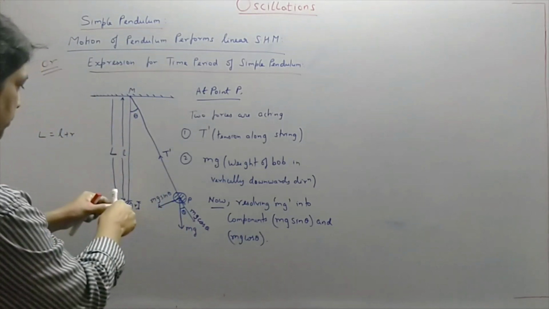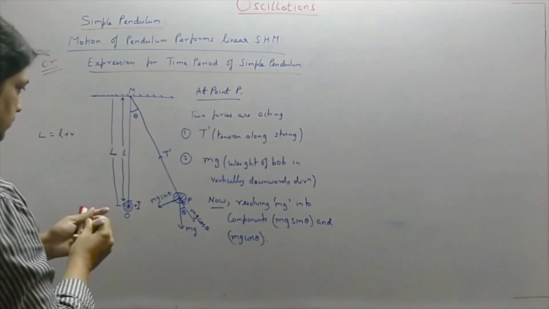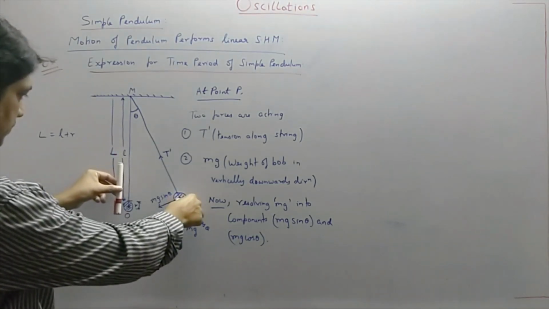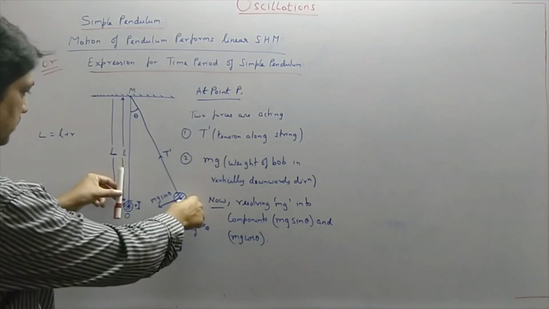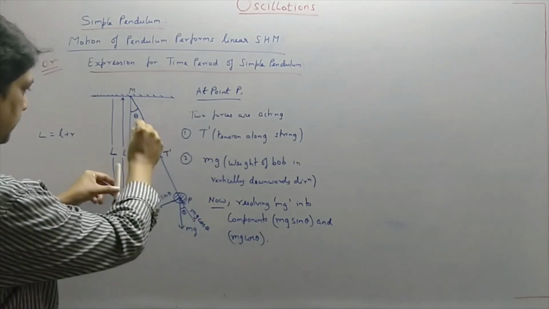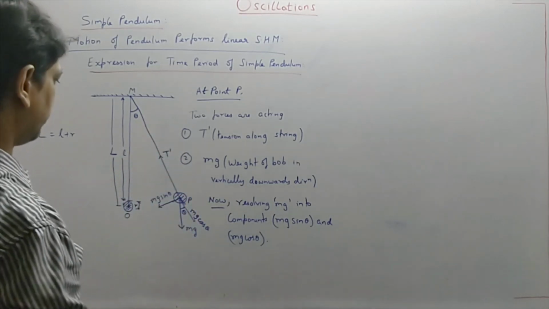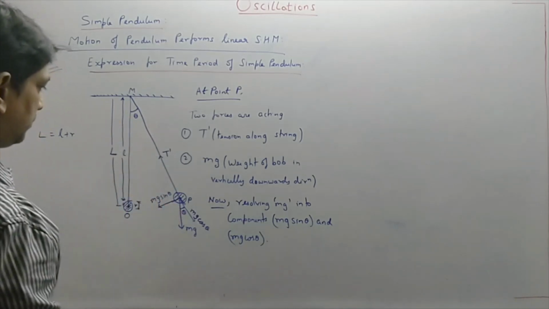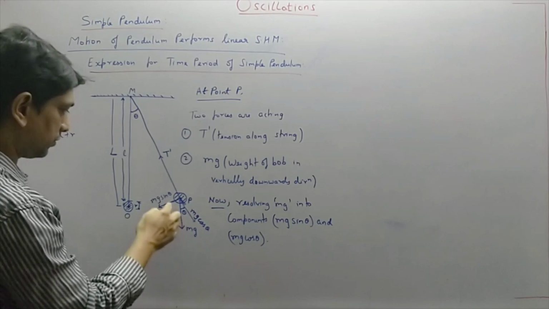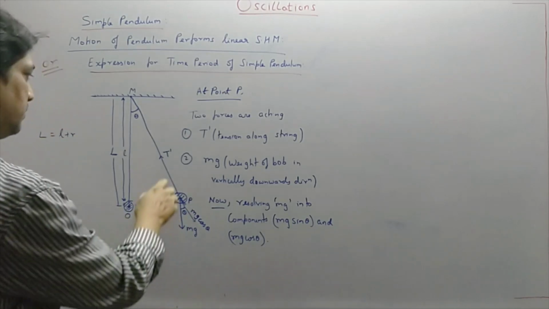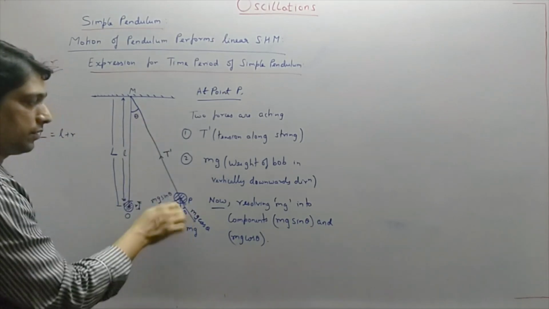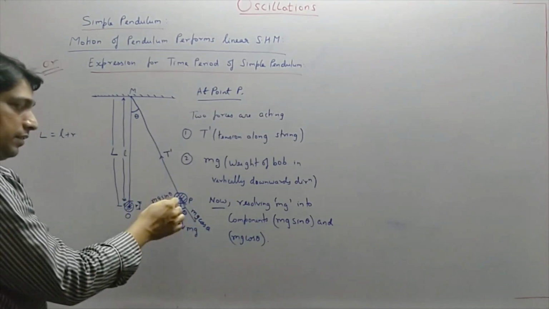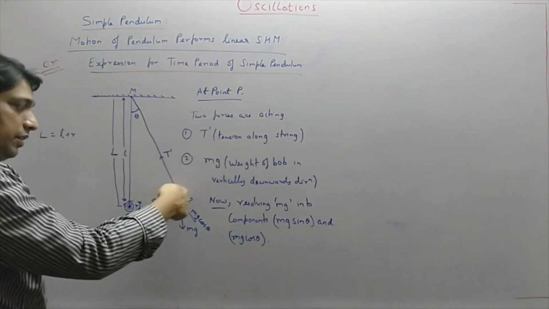Why? Because we have two parallel lines, and here this angle theta and this angle theta, if you look at them, are corresponding angles. So here the adjacent is mg cos theta and here we get mg sin theta. It means the tension in the string is balanced by mg cos theta, and the unbalanced force which remains here is mg sin theta.